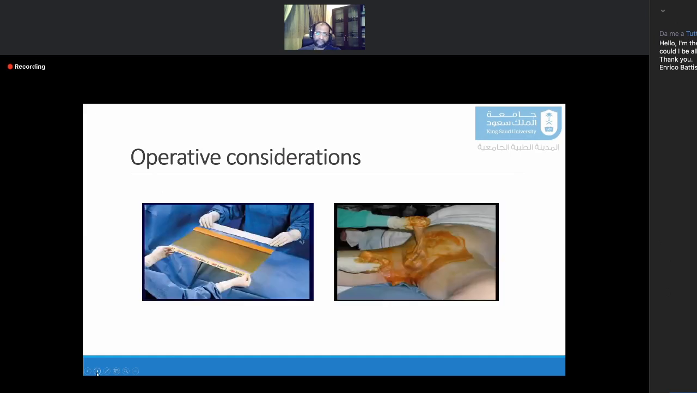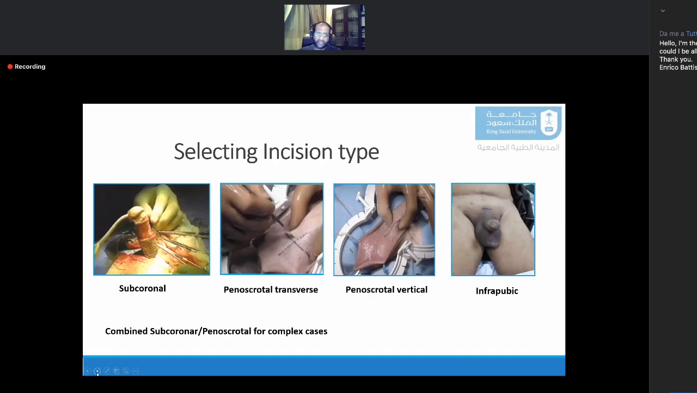Now, this is the usual scrub for 5 to 10 minutes in the surgical patient area. Next slide, please. And these are the standard incision types. This all applies to malleable prosthesis. You can implant it in a subcoronal way. You can do it in a penoscrotal transverse or penoscrotal vertical, and you can also do it in the infrapubic way. I have to say most of our implantations are either subcoronal or longitudinal vertical penoscrotal.